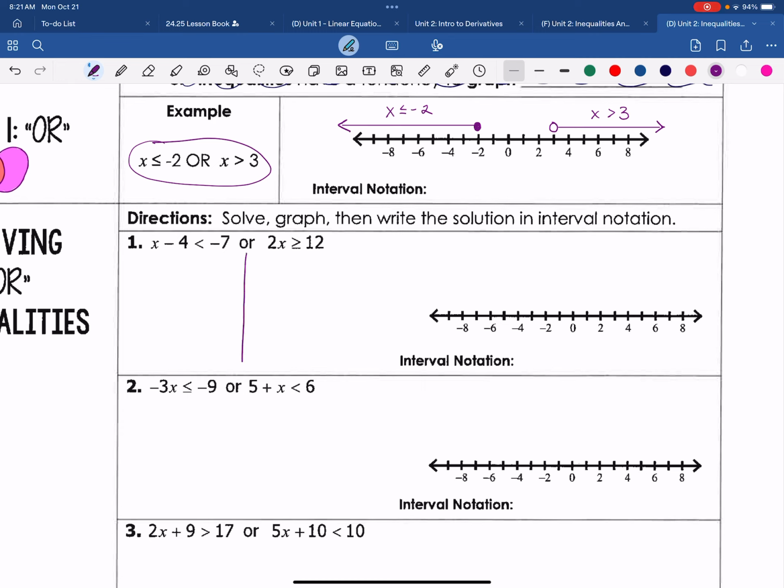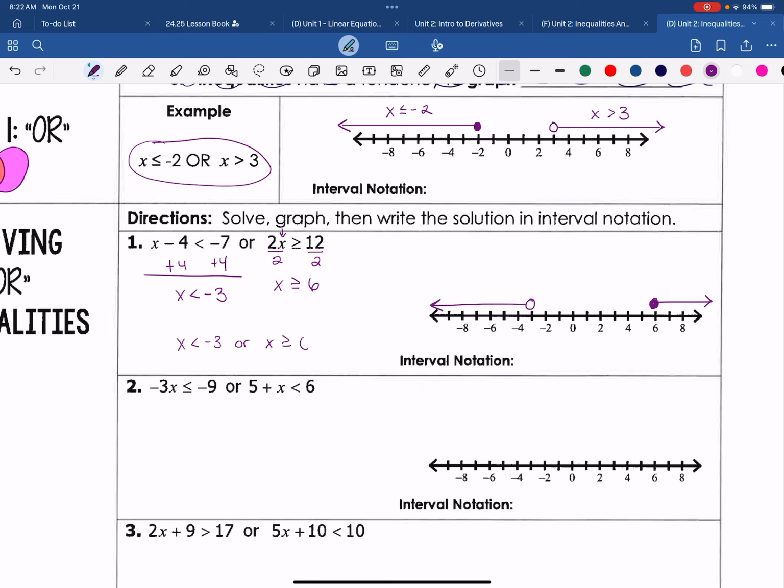When we solve these, we're going to solve two different inequalities as if they're two separate inequalities altogether. I'm going to start off by solving the one on the left. I'm going to add 4 to both sides, and I get x is less than -3. I come over here, I put an open circle on -3, and I go to the left. Now I'm going to solve this one. I need to get x by itself, so I divide each side by 2. I get x is greater than or equal to 6. So I go over to 6, I put a filled in circle, and I go to the right. So my solution is x is less than -3 or x is greater than or equal to 6.